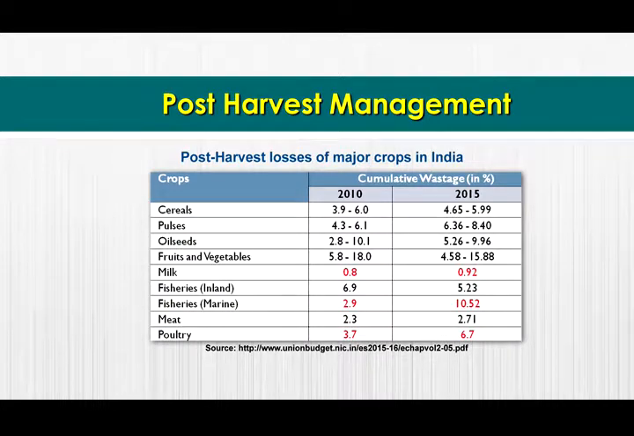You can see another scope for the agriculture sector, post harvest management. Post harvest is the most important activity because it will directly increase the productivity or income of the farmers. There are large amounts of post harvest losses. In the case of cereals, we can see 4.65 to 5.99% of produce is lost. In the case of fruits and vegetables, 4.58 to 15.88% of product is lost. In the case of milk, 0.92% of product is lost. In the case of fisheries, the loss of produce is 10.52%.